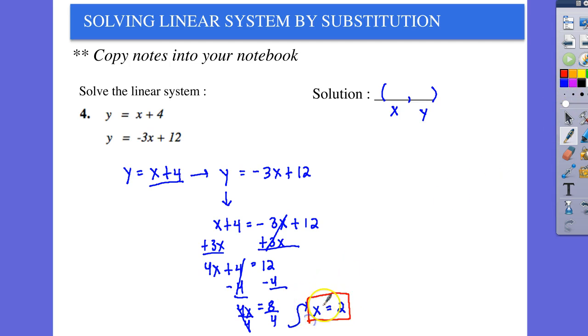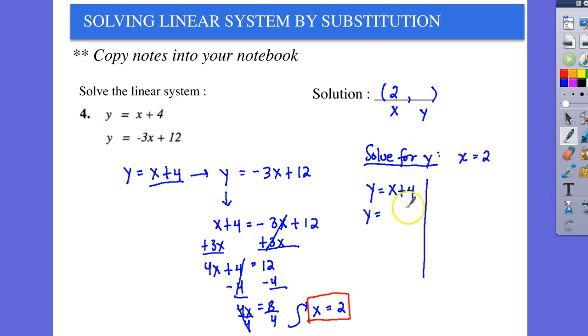So we found the value of x. We said that it is equal to 2. So let's put it over here. x equals 2. Now you're going to solve for y. Again, your x is equal to 2. You can use either one of these two. I'm going to use the first one because it's a lot easier. So y equals x plus 4. So y is equal to, we found out x is equal to 2, plus 4. So y equals 6.